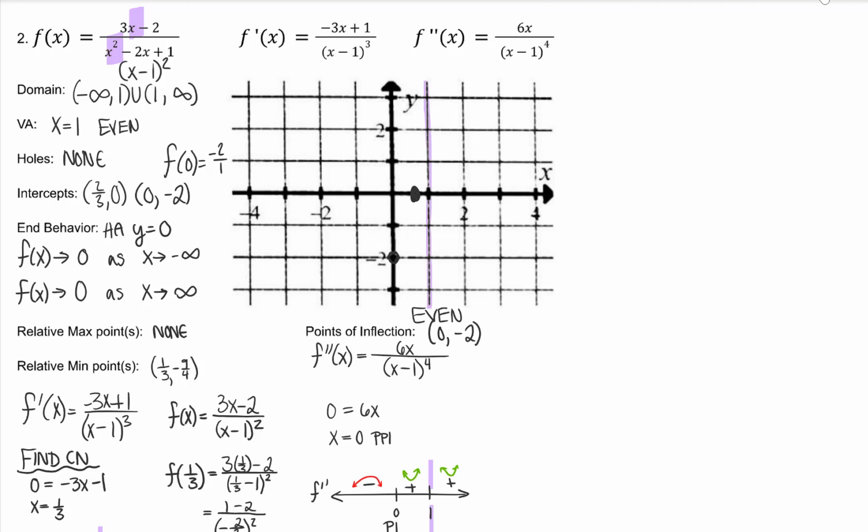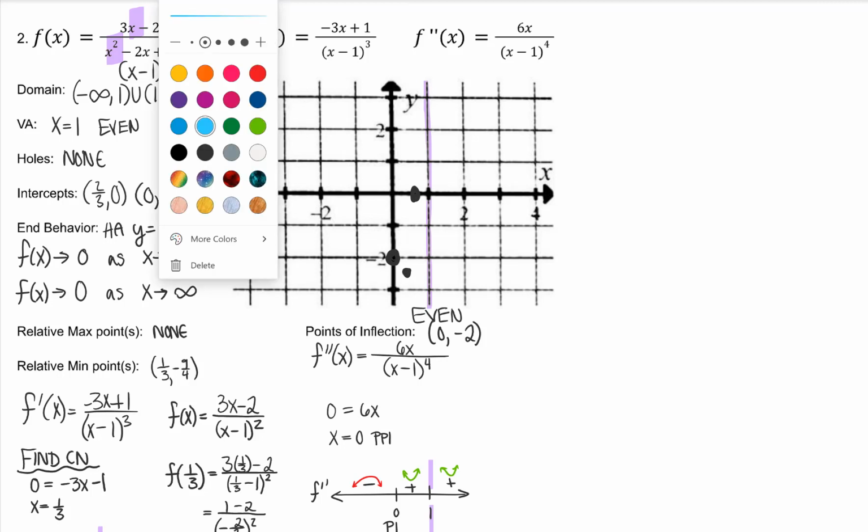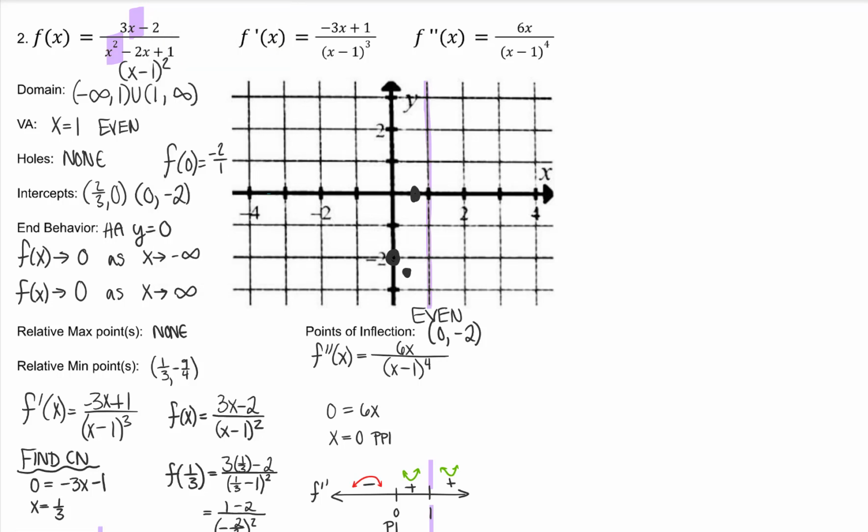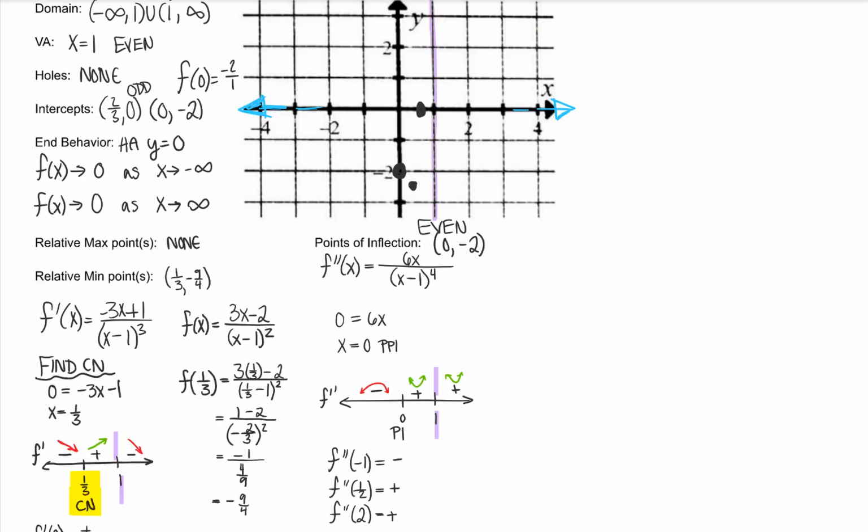(0, -2) is a y-intercept and a point of inflection. (1/3, -9/4), that's -2 point something, is a relative minimum. Our end behavior asymptote is a horizontal one at y equals 0. And remember, that's determining end behavior, not behavior near the vertical asymptote. Now we have all the points that we need.